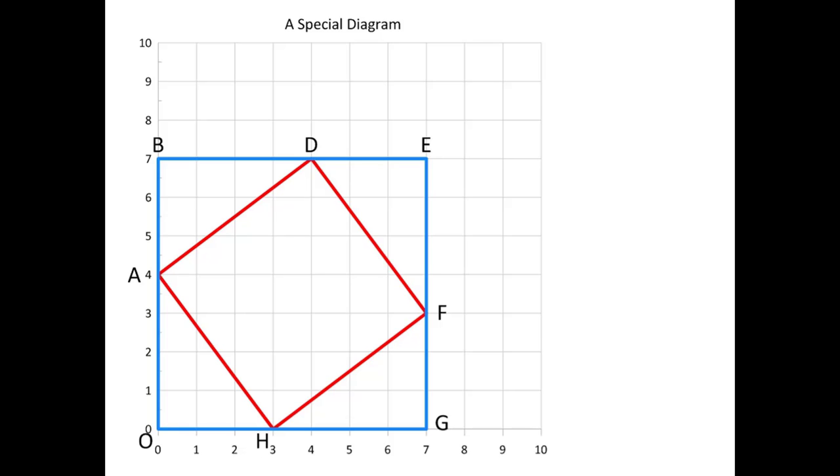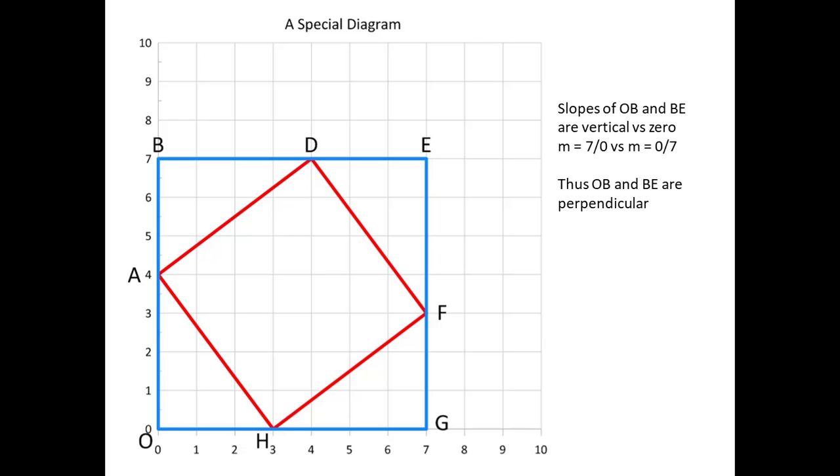Now we look at the slopes of the OB and BE segments. OB is the left-hand side of this parallelogram, and BE is the top of it. And how do those lines meet? Well, OB, as we already said, has a vertical slope, and BE, as we've also already said, has a zero slope.